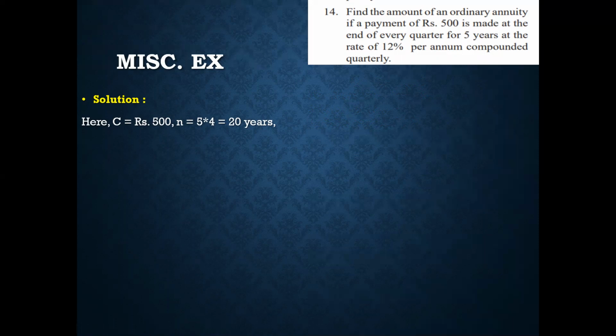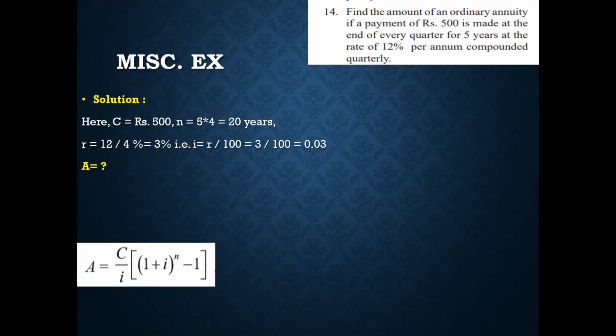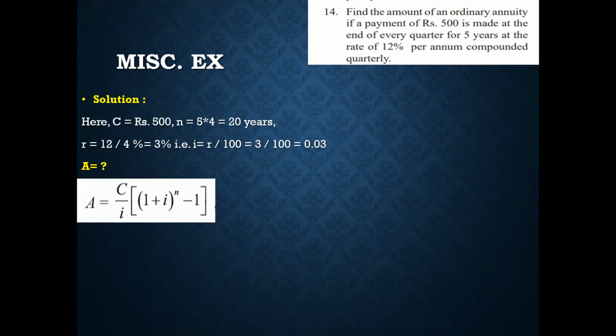So here we go, C is 500. N is 5 into 4, 20. R is 12 by 4, that is 3%, which gives you 3 upon 100, 0.03, that is the value of I. And we are supposed to find A, that is accumulated amount. So we use the formula A is equal to C upon I, 1 plus I raised to N minus 1. This is the way I have substituted all the values given.